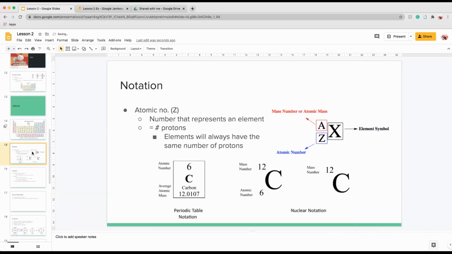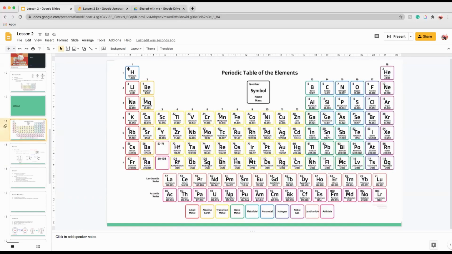Moving on. Atomic number. Atomic number is the number that represents an element. So again, the number you will usually find on top of the element on a periodic table, or to the top left. So again, this number up here. 1 for hydrogen, 3 for lithium.